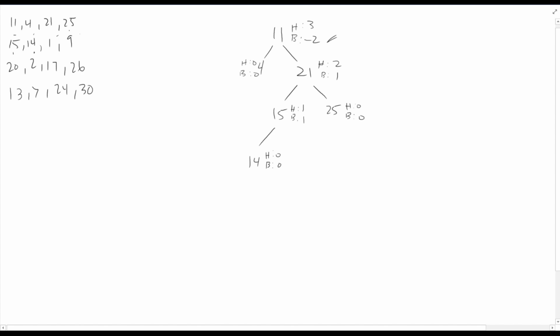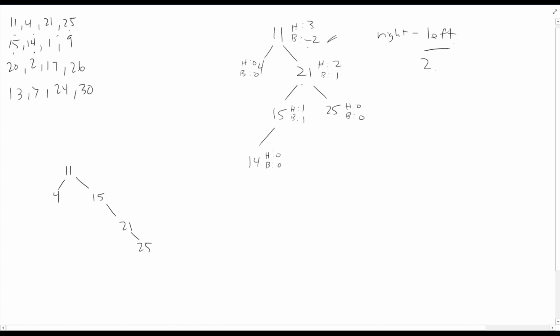We need to fix it. The imbalance of -2 tells us we're in the right case, but looking to our right child, it's a positive one. That means we're right-left, which means we need two rotations. We need to first fix the right child's left part by doing a rotate right on my 21. I'm going to just use my scratch space over here: 11, 4. I'm going to do rotate right on my 21. The 15 is going to come up, the 21 comes down, and the 25 goes for the ride.